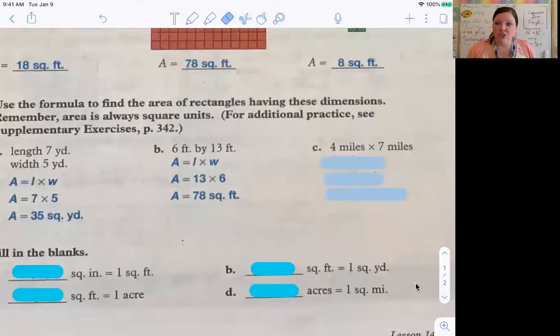Write our formula first. A equals L times W. Now, let's write it this time with our numbers. A equals 7 times 4. Multiply and add your square unit of measure. 7 times 4 is 28. What is our unit of measure that we're working with? Miles. Don't forget to put square miles. Square comes first. SQ period is how that's abbreviated.